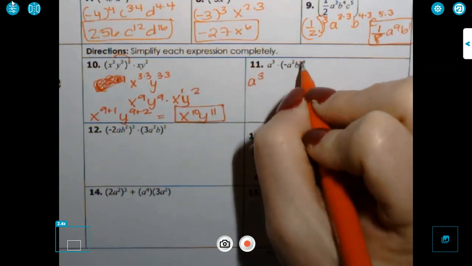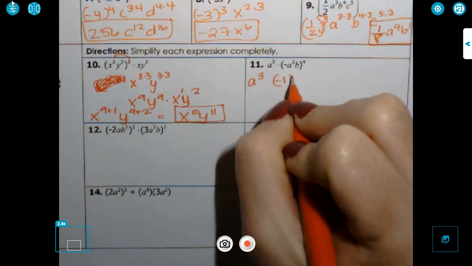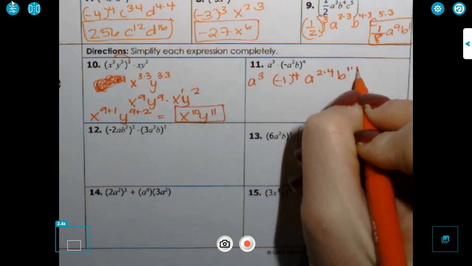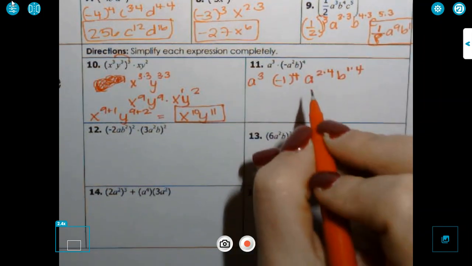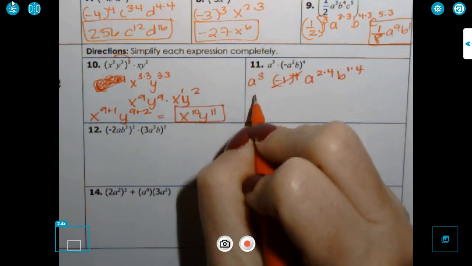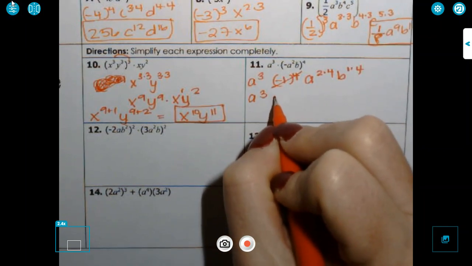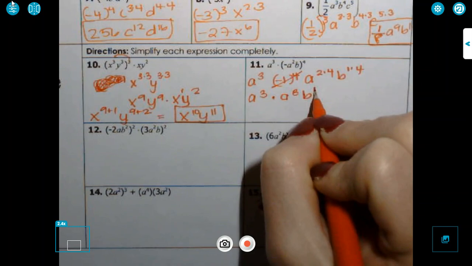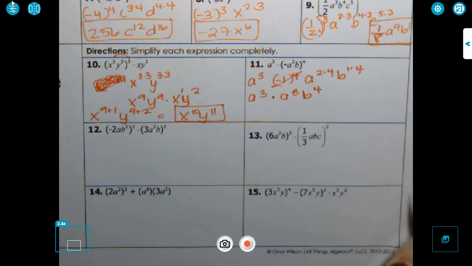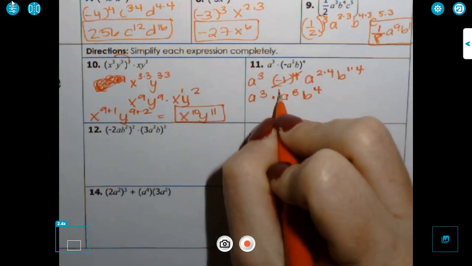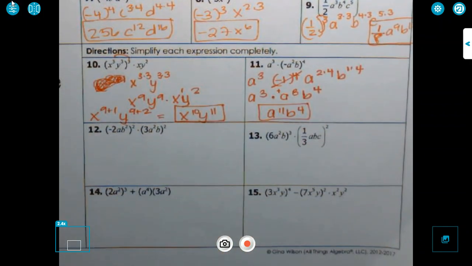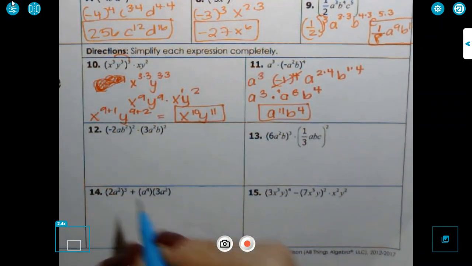Okay, same thing here. a to the 3 is going to stay there. That's going to be a negative 1 to the 4th, a to the 2 times 4, and b to the 1 times 4. A negative to an even power is a positive, so that basically goes away. We've got a3 times a8, b4, which 3 and 8, when you add them, becomes a11, b4. This is mixed practice where they all do run together.